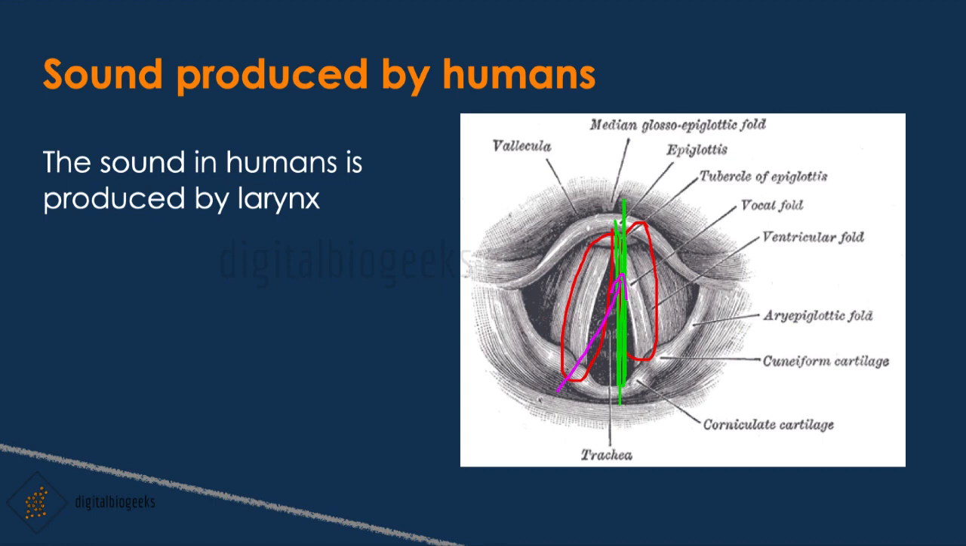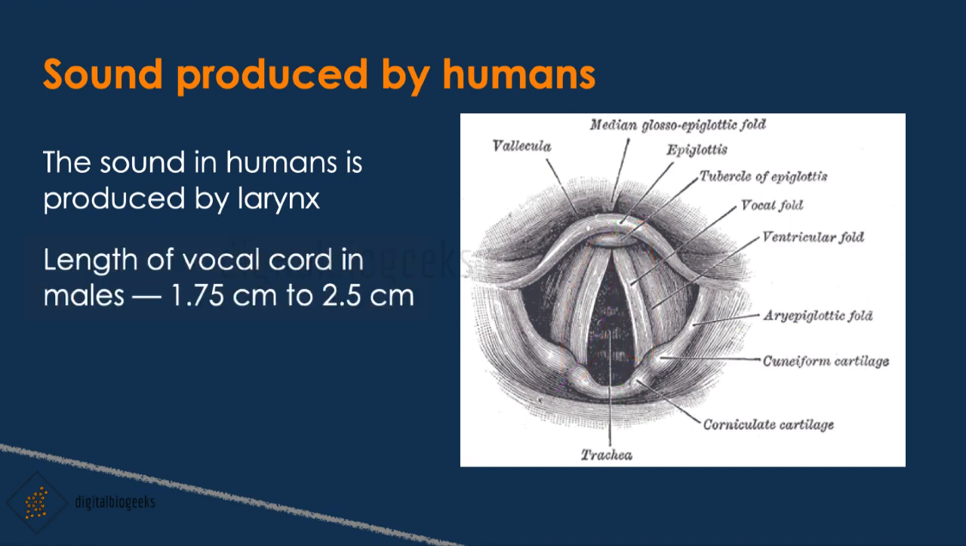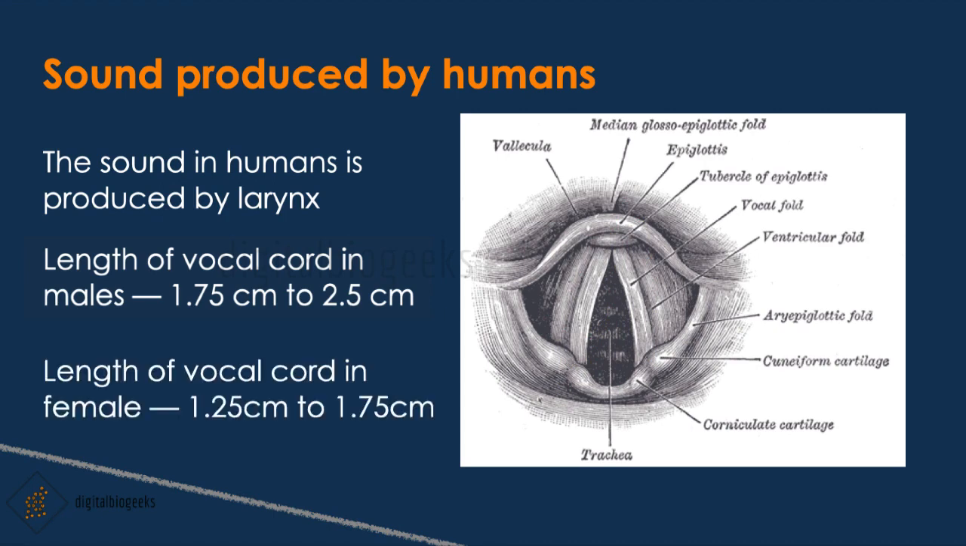These vocal cords are attached to muscles which make them tight or loose. The length of the vocal cord in males is between 1.75 cm to 2.5 cm. The length of the vocal cord in females is 1.25 cm to 1.75 cm. But in children, the length of the vocal cord is very small. Due to this, we all produce different sounds.